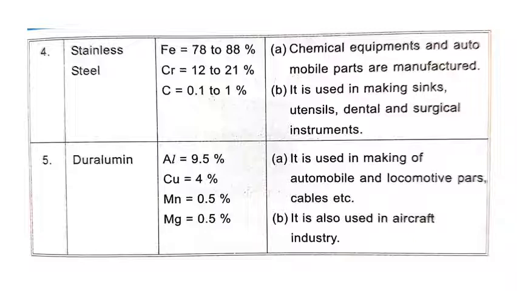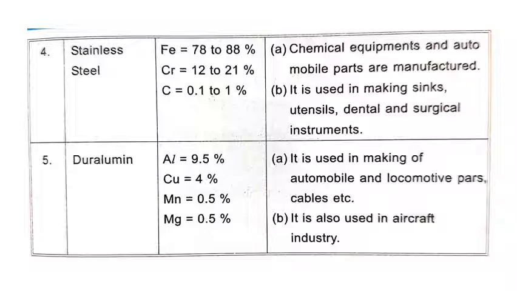Okay, next, first one, characteristics of metal. Next, distinguish between metals and non-metals. Next, we discuss some terms used in the metallurgy. Those are mineral, ore, gangue or matrix. Next one, flux. Next one, slag. Fluxes are two types. One is acidic flux, another one basic flux.